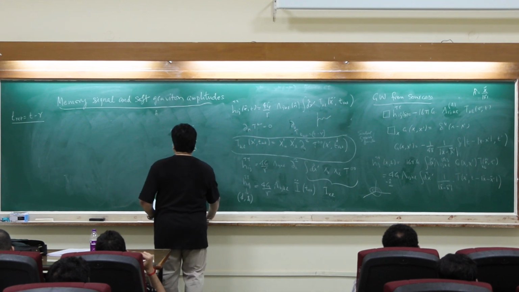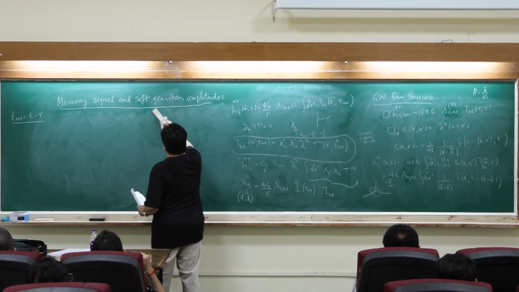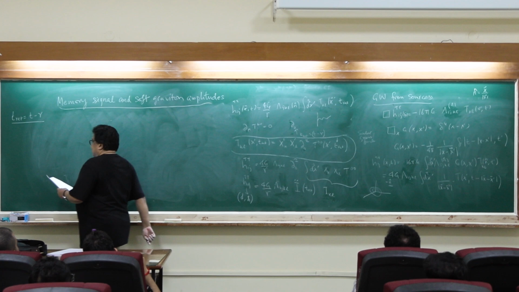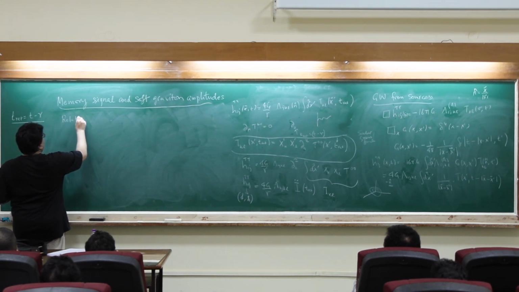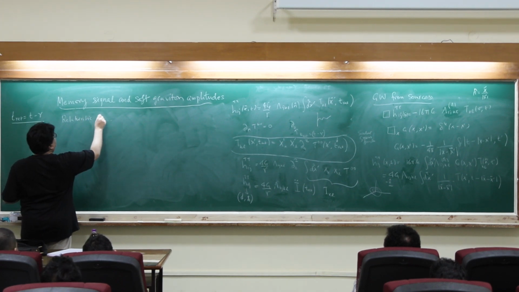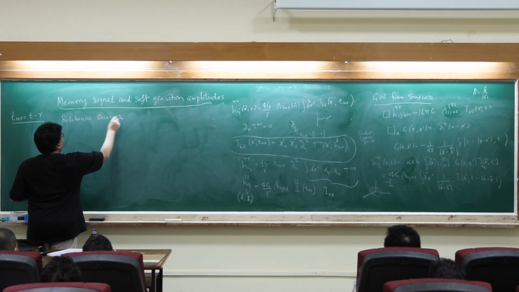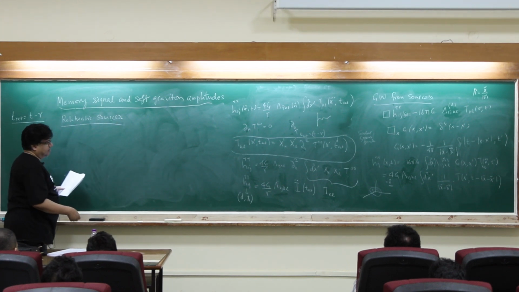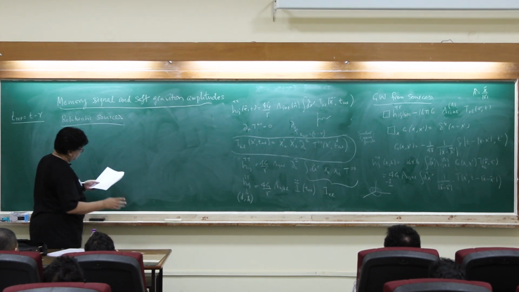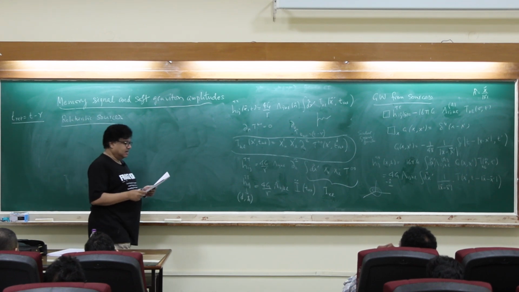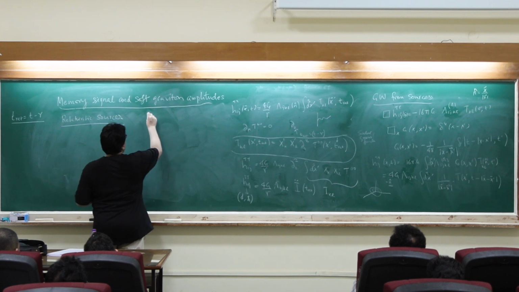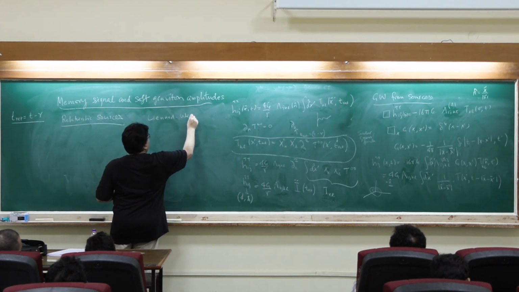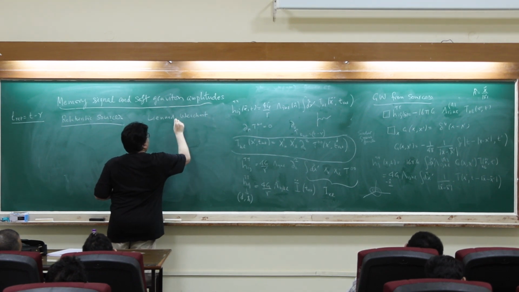Okay, so now we are talking about relativistic sources. And this is something which is actually done in your master's class in electromagnetism. So basically this is what's called the Liénard-Wiechert potential.